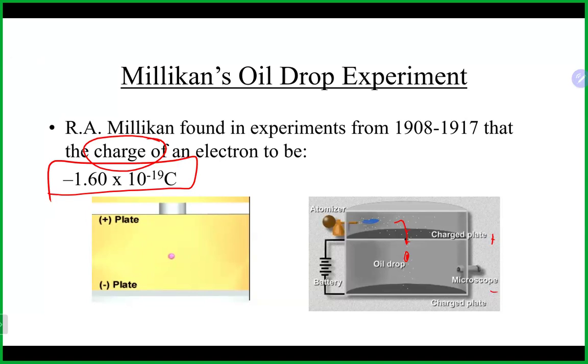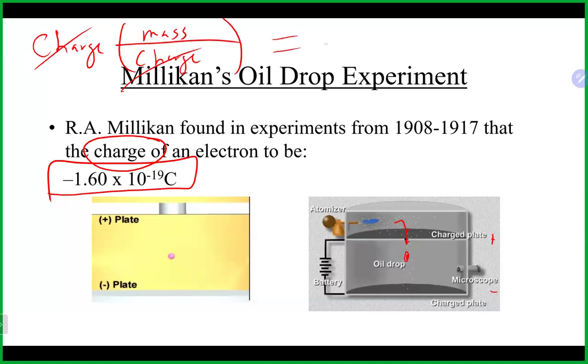The reason why these two experiments are really important is that if you take Millikan, who figured out the charge of an electron, and combine it with Thomson's experiment where he figured out the charge to mass of an electron, and you divide the charge by the charge to mass, the charge will cancel, and from those two experiments the mass of an electron can be found from those two numbers.